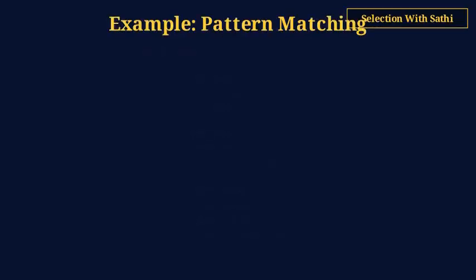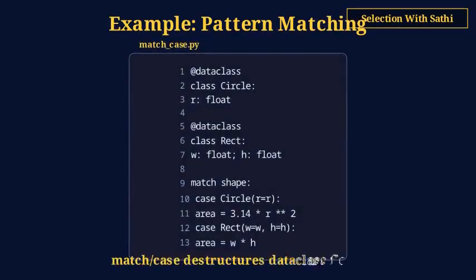Pattern matching with data classes, a Python 3.10 feature. Match shape, case Circle with r=r, compute area as pi r squared. Case Rect with w and h, compute area as w times h. Match-case destructures dataclass fields automatically. This makes dispatch based on data shape clean and readable.